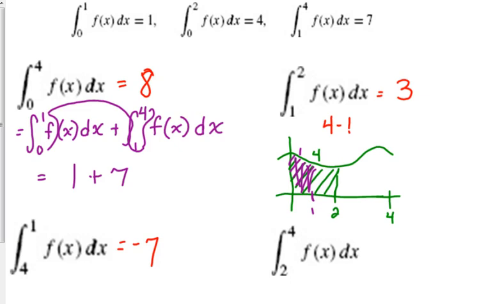How about from 2 to 4? How about we use the information from the one right above it? Let's use the very, very top one and the one right below it. From 1 to 4 is 7, from 1 to 2 is 3, and we want to know from 2 to 4. So what's the area between 2 and 4? The whole thing from 1 to 4 is 7, and the first piece of it, 1 to 2 is 3, and we want to know the rest of it from 2 to 4, and the rest of it must be 4.